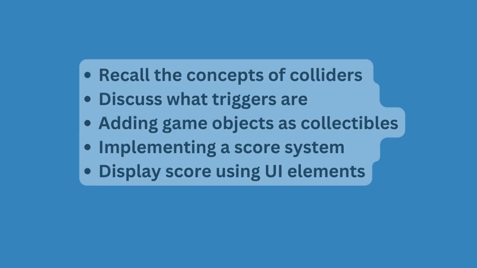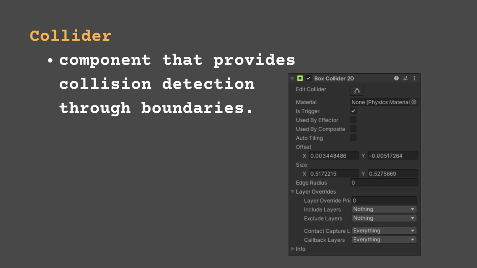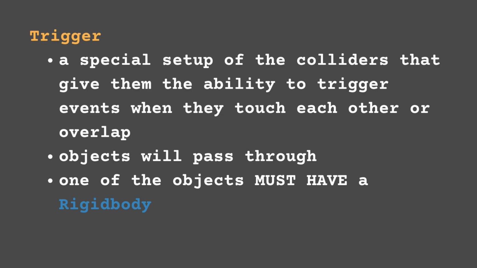Let's get started. Just to recall, a collider is a component that provides collision detection through boundaries. As you can see in the Box Collider 2D component, there is a checkbox here called isTrigger. Now, what is a trigger? Triggers are a special setup of the colliders that give them the ability to trigger events when they touch each other or overlap. The two objects won't collide anymore but simply pass through each other if one of the objects has the isTrigger checkbox ticked.